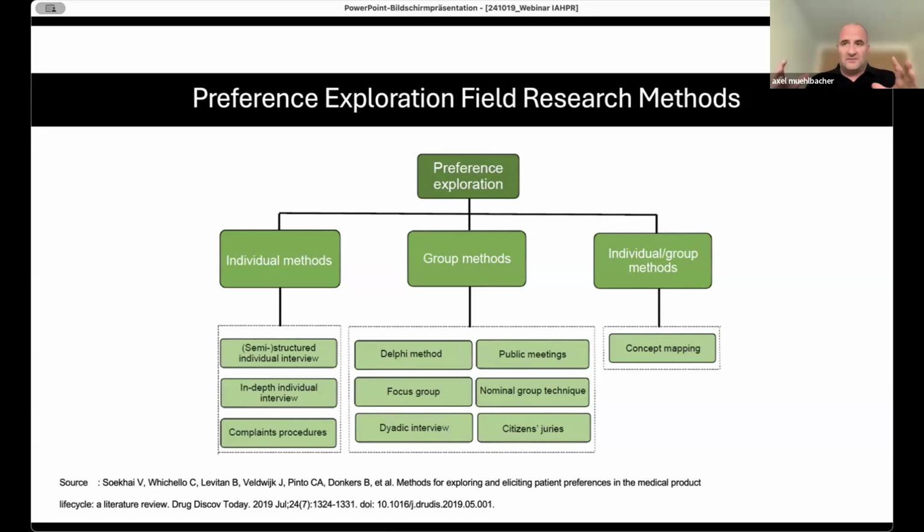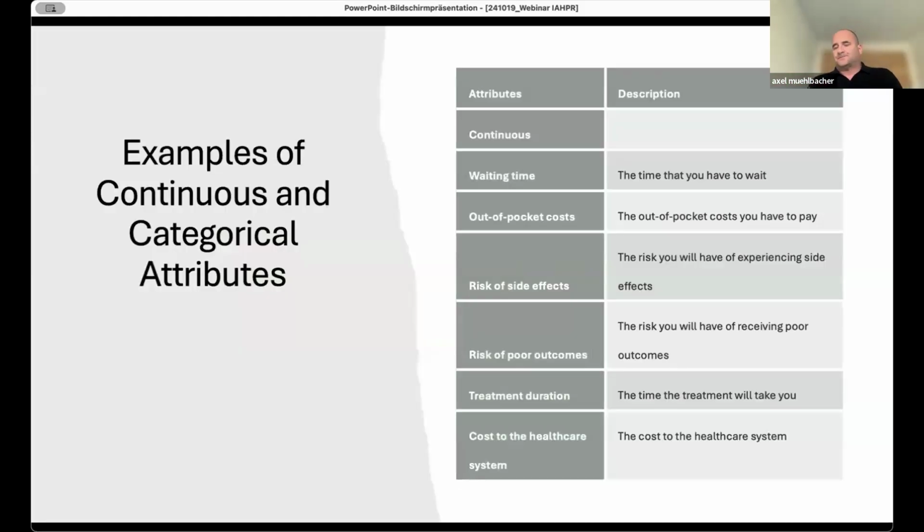And then all of these different individual or group techniques can be used together to come up with a very individualistic concept on how to explore preferences, more precise attributes, their levels, and the setting these attributes and levels are being introduced to the participants or decision makers.